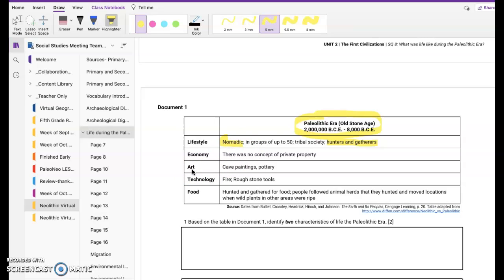Next, art. Art, they had cave paintings and pottery. We've been looking a lot at the Paleolithic art. Okay, so the cave paintings and pottery, which we've been talking a lot about, I think that's important to highlight.